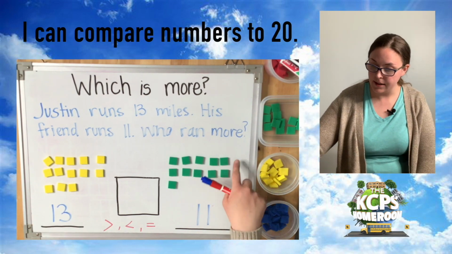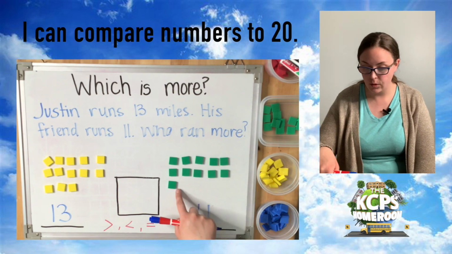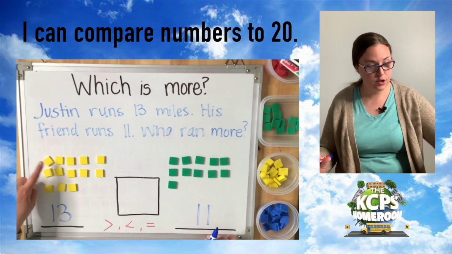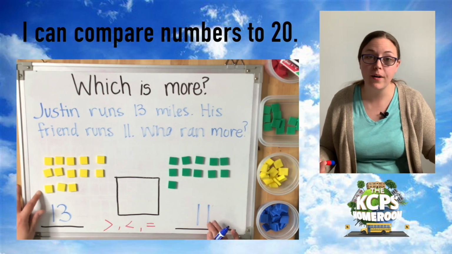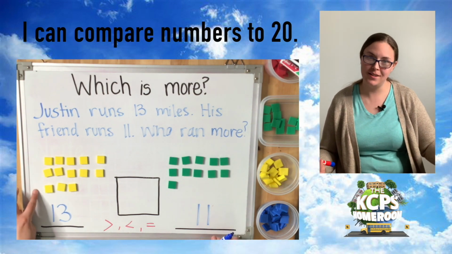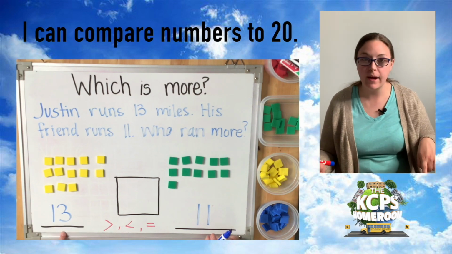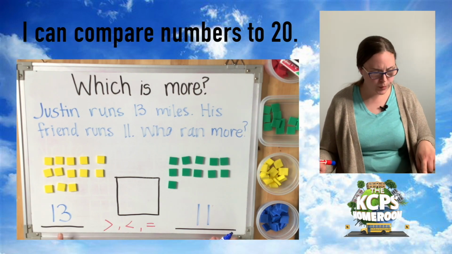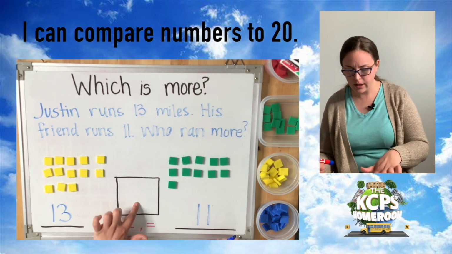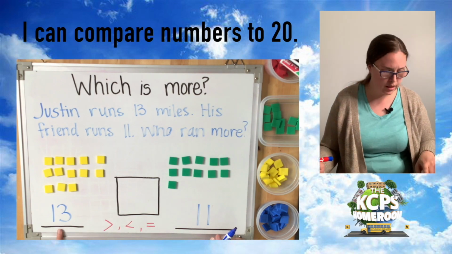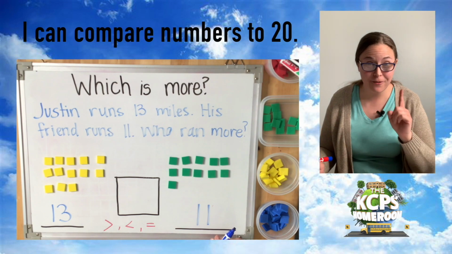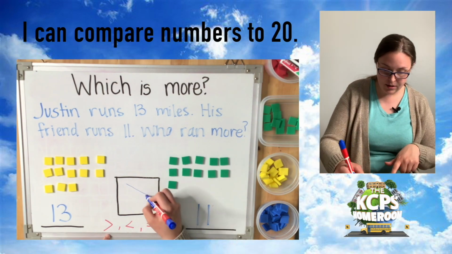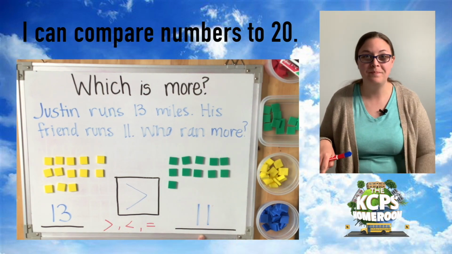His friend has 2 rows of 5 and 1 row of 1, and Justin's model shows 2 rows of 5 and 1 row of 3. That means Justin ran more. So when we write our comparison statement, do we say 13 is greater than 11, or do we say 13 is less than 11? You're right, it's the first one. 13 is greater than 11.